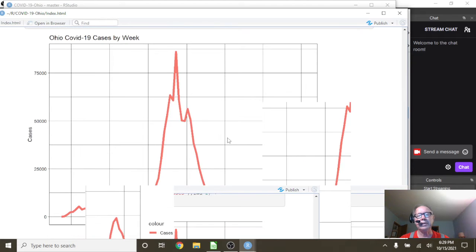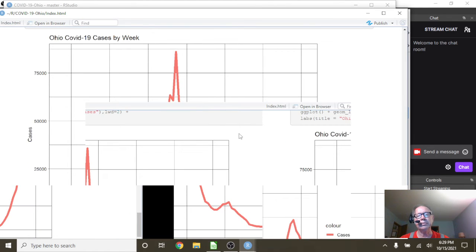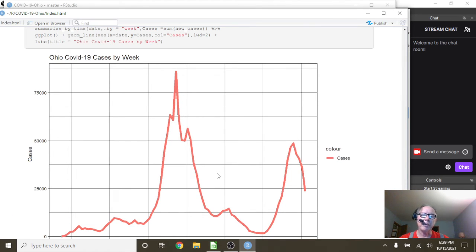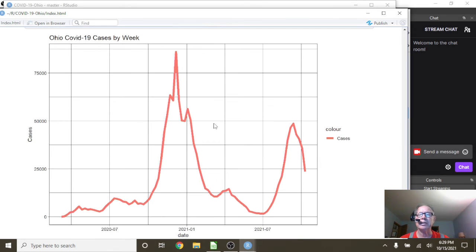Now this is the weekly cases. We've seen this plot line before. A long declining pattern down to mid-July, then a steep increase in July up until here. Then it does appear that we are seeing some decline in COVID cases again in the state of Ohio.